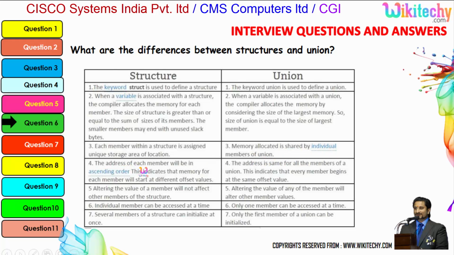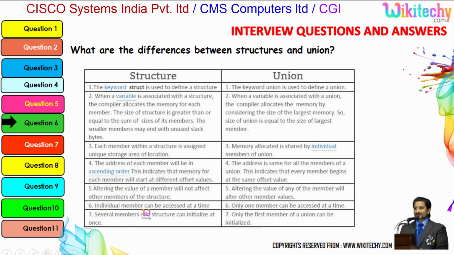The address of each member will be in ascending order. This indicates that memory for each member will start at different offset values. The addresses are the same for all the members of a union. This indicates that every member begins at the same offset value. Altering the value of one member will not affect other members in a structure. Altering the value of any member of a union will alter the other members.